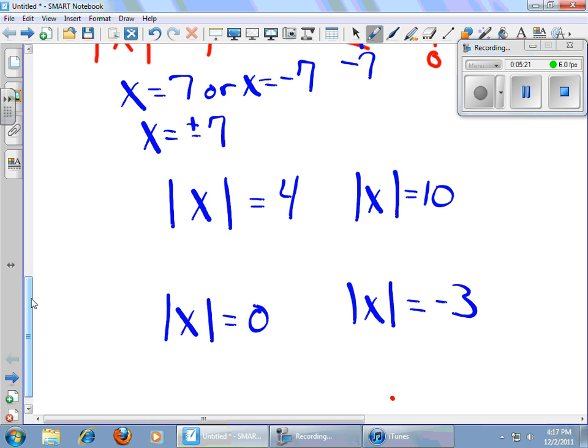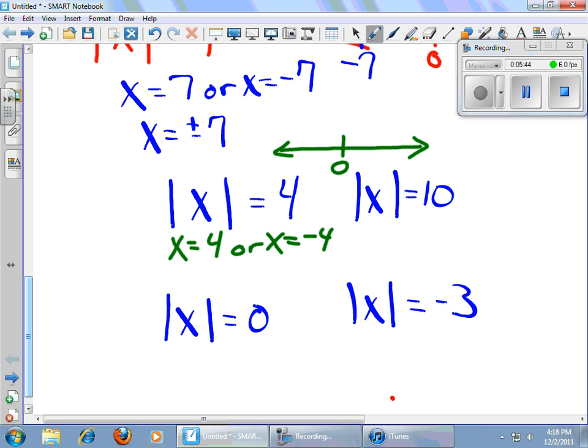Okay, if you've unpaused the video, I can only assume you have all 4 problems done. If not, pause it again. My answer is going to pop up here. I know that on a number line, there are 2 numbers that are 4 units away from 0. So x must equal 4 or x must equal negative 4.